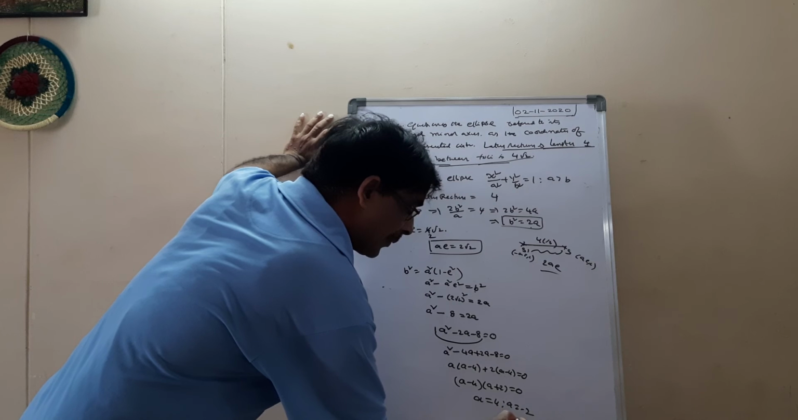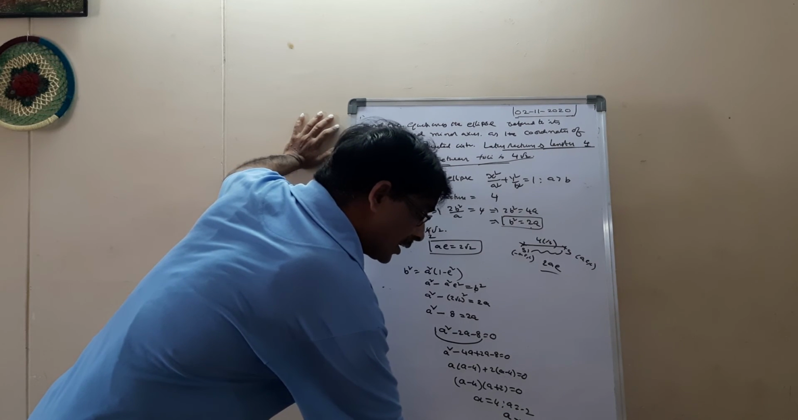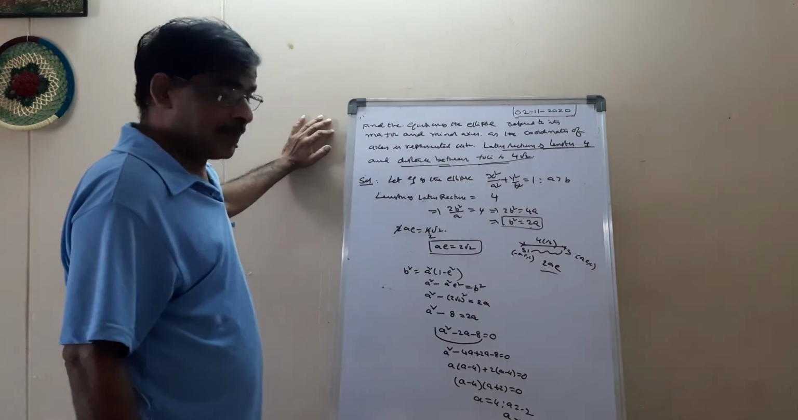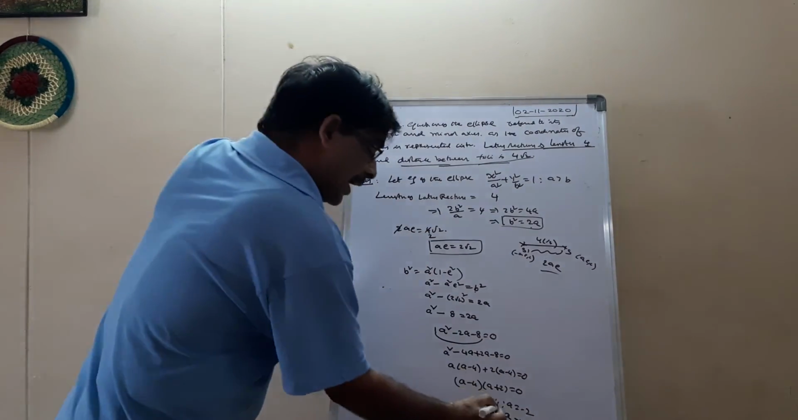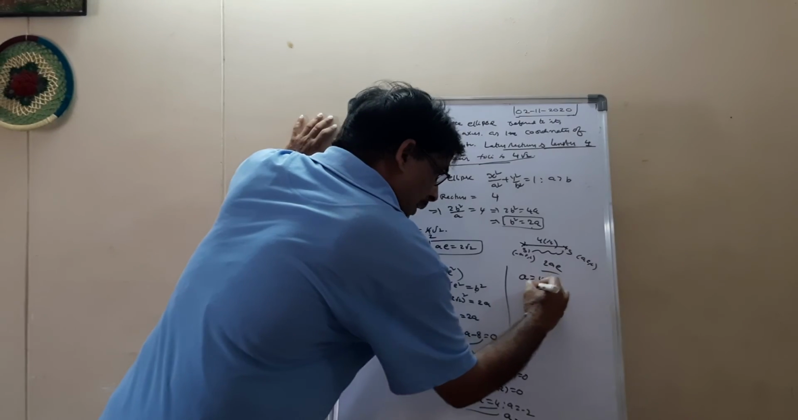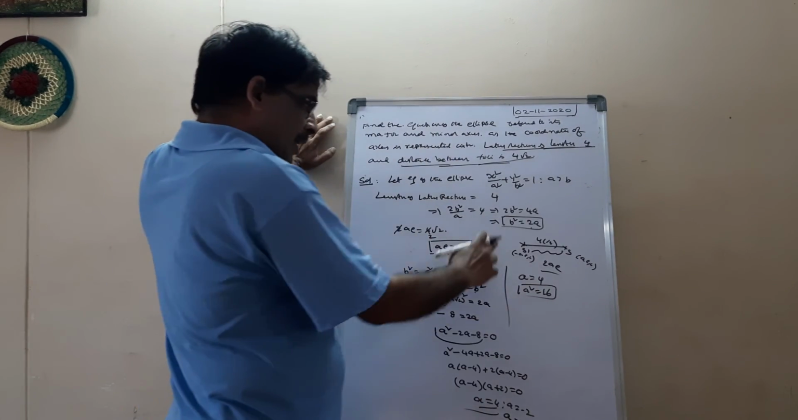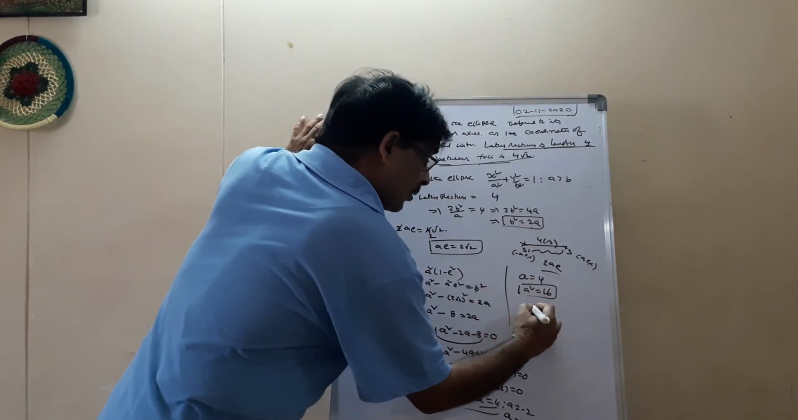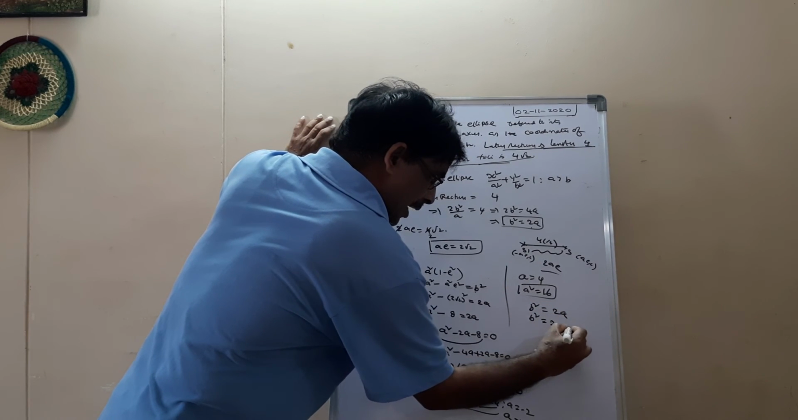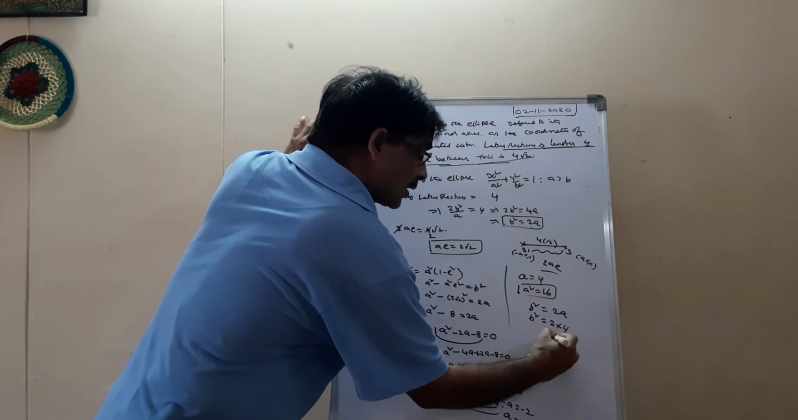But a equal to minus 2 is not applicable here, because a is greater than b. Now a equal to 4. See, a equal to 4 means a square equal to 16. And we know the value of b square: b square equal to 2 into a, and a is 4, so 2 into 4. So b square equal to 8.